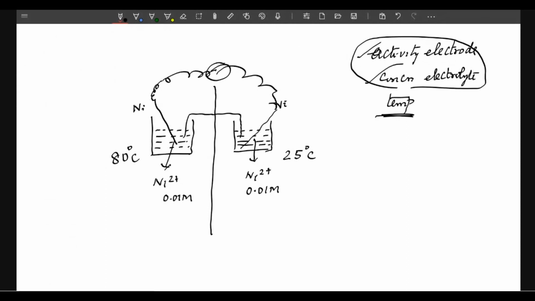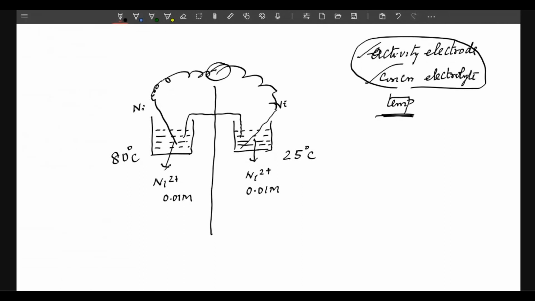First question: from which compartment would the electron be moving, from 25 degrees centigrade or 80 degrees centigrade? If it is moving, it will release EMF. Is it possible to construct such a cell? And second question, what would be the name given to this cell? But it is not important for the CSIR exam. This is just for you.